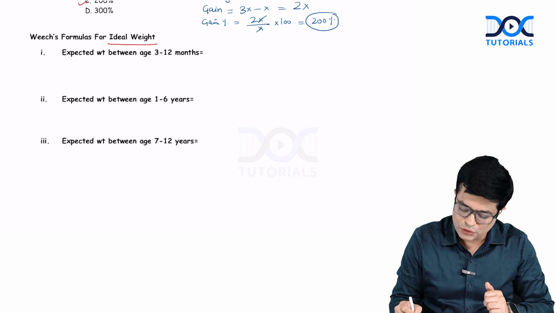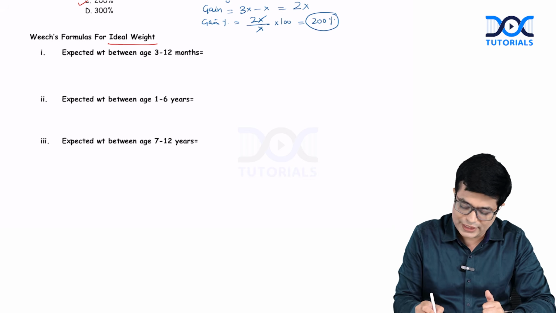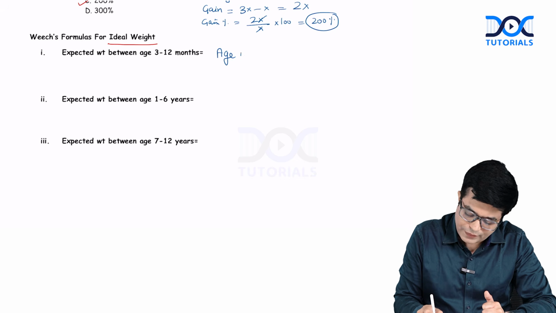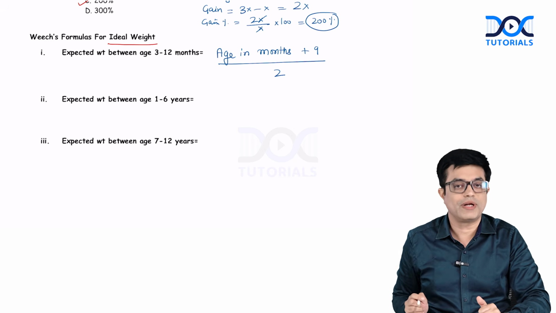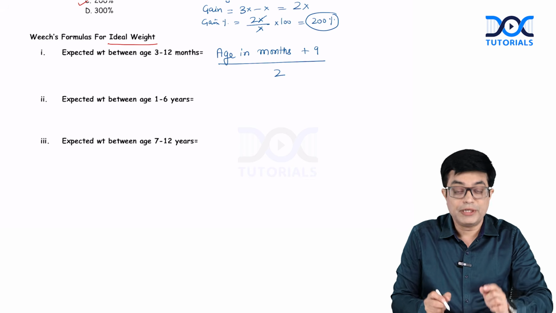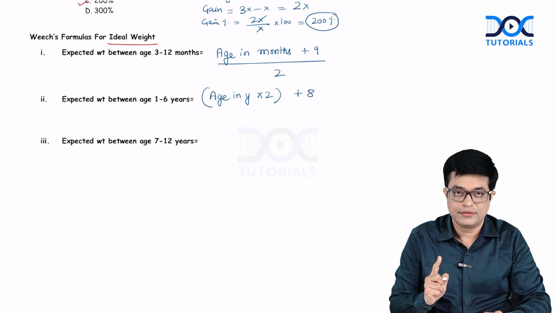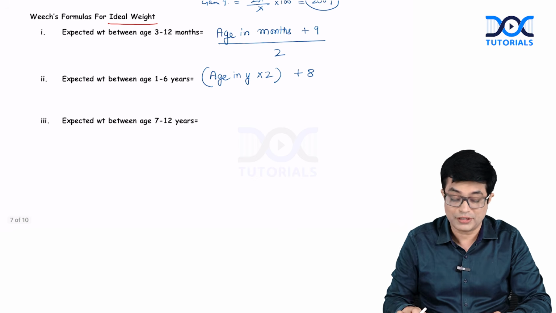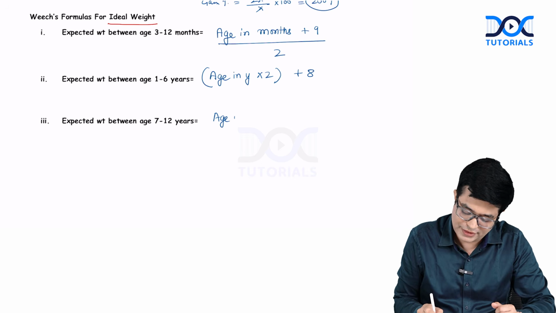So if there is a child who comes to you and you have to calculate expected weight between 3 to 12 months, how will you calculate? In a normal child, the formula is age in months plus 9 divided by 2. That will give you the expected weight between age 3 to 12 months. If the examiner asks you expected weight between age 1 to 6 years, the formula is age in years multiplied by 2 plus 8. Don't miss the brackets. Brackets are important. Remember body mass. And expected weight between age 7 to 12 years, the formula will be age in years multiplied by 7 minus 5 divided by 2.